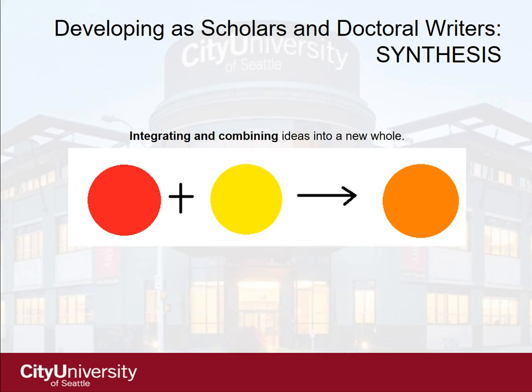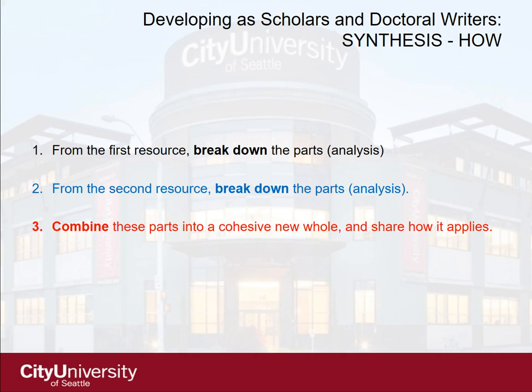Okay? Synthesis is a different type of writing where you combine ideas into a new whole. So, combining the color red and yellow create orange. Pretty basic, right? Here's how it works. 3 steps again. The first source, break it down into the parts. That's the analysis piece. You do the same with the second piece. So the first 2 steps on here is that you break down all your parts, and that all you're going to do is combine these parts into a new whole. I really like synthesis because you're creating something. Think of it as the academic mashup, okay?